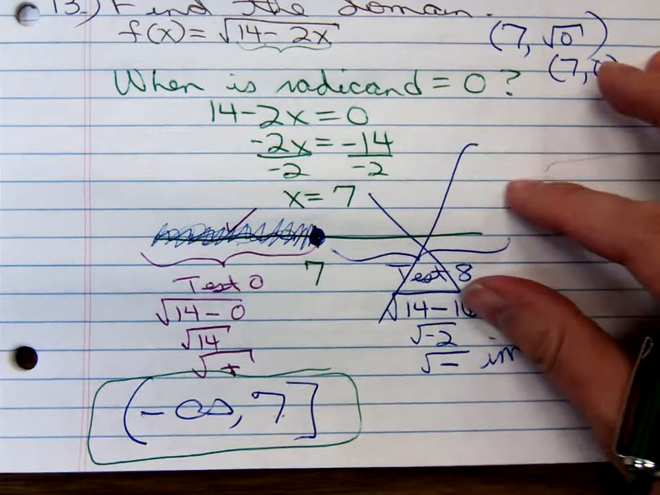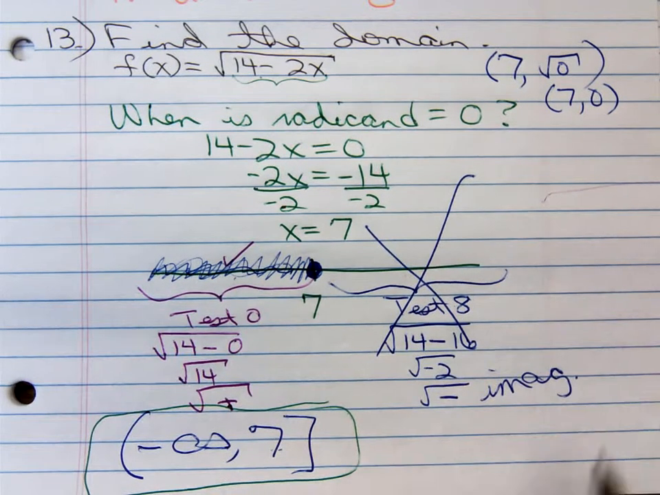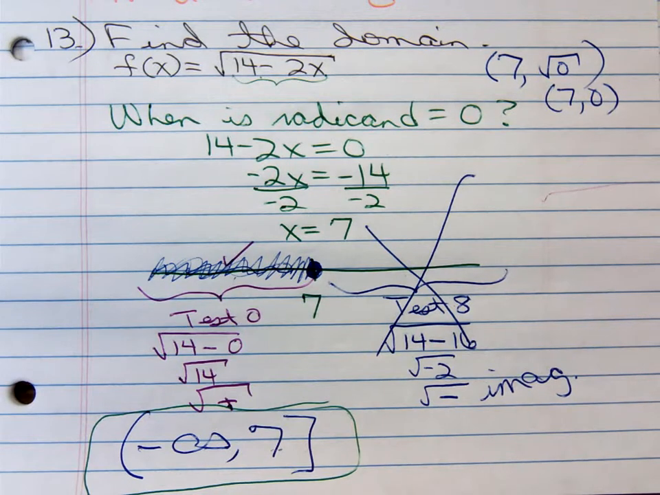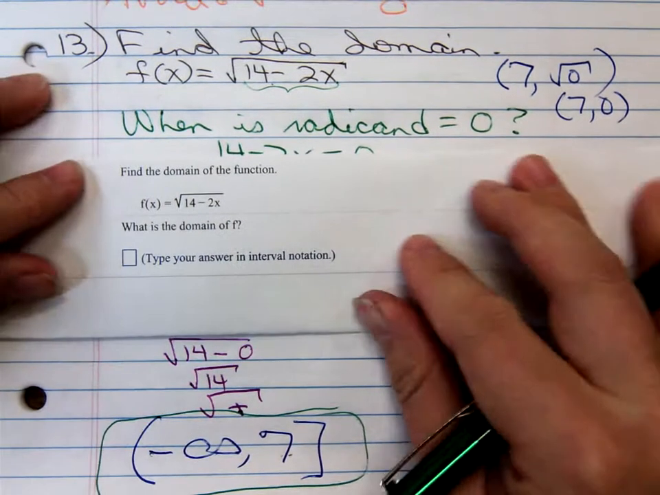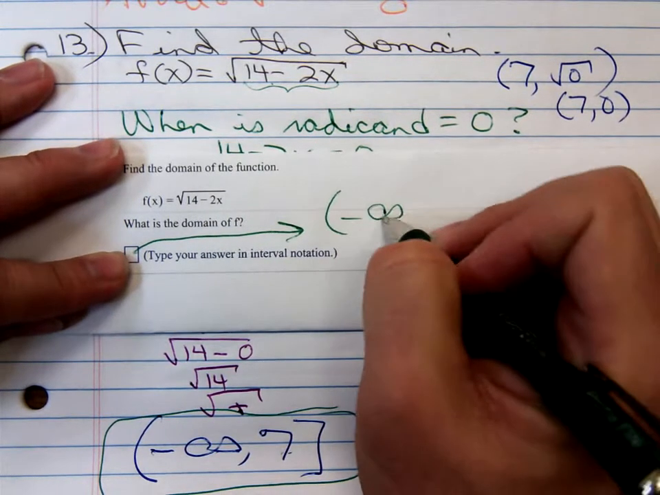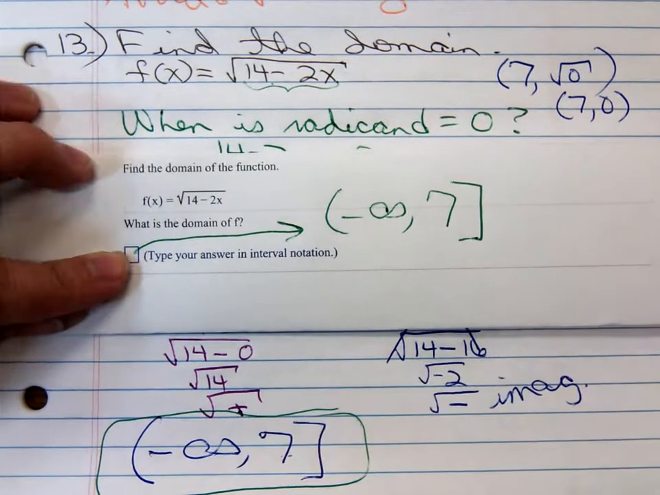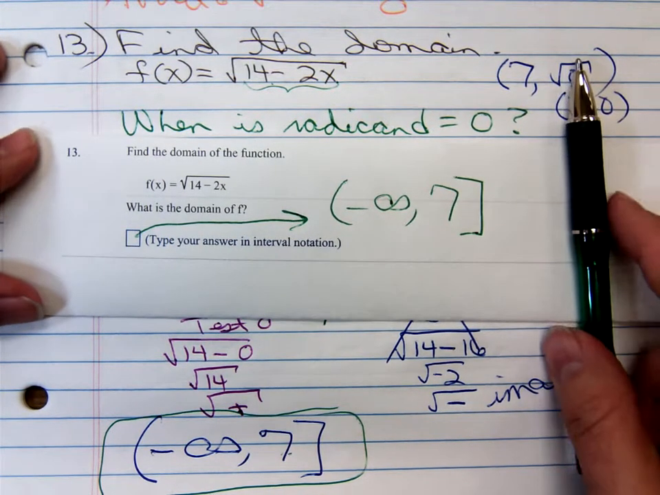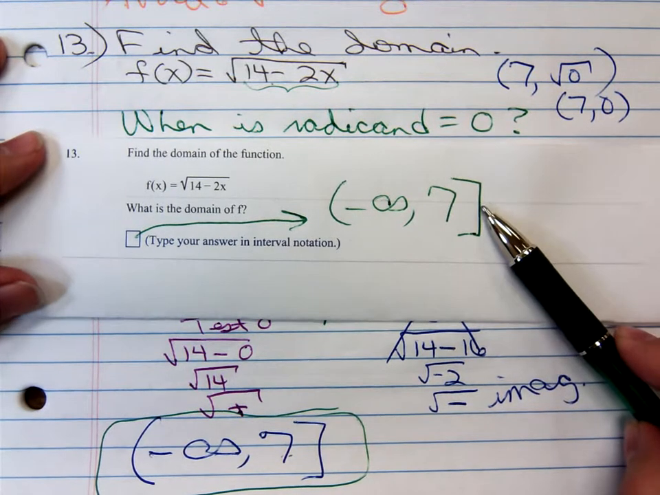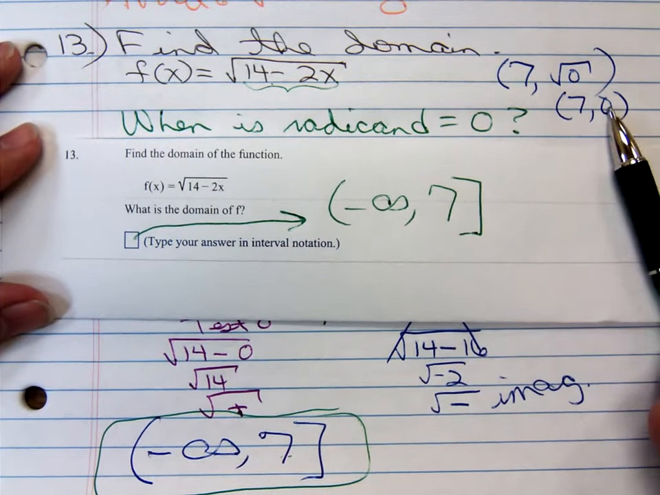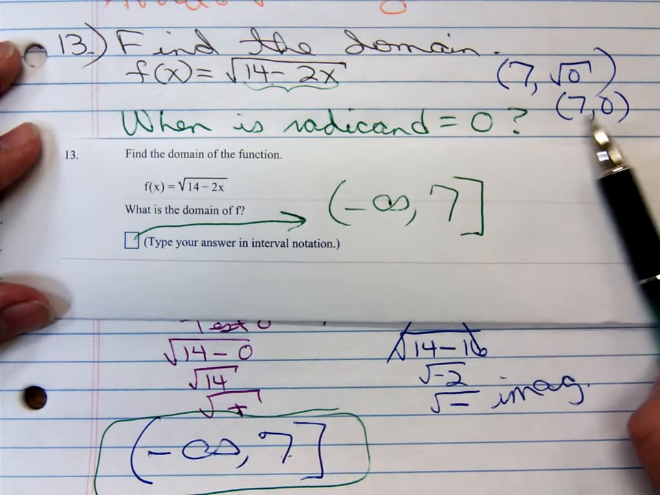So here for number 13, you'd have to type in your domain. What would go in this little box right here? That's where you would type negative infinity, comma, 7 bracket. Any questions on why we're using 7? Why are we including 7? Why did we put a bracket there? Because it's okay to plug in 7. When you plug in 7, you get 0 for y. You can label that point on the xy grid, 7, 0.